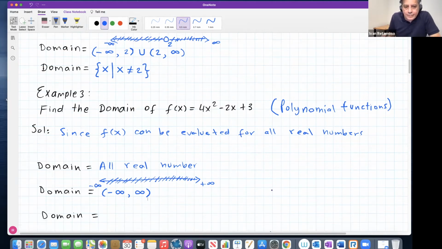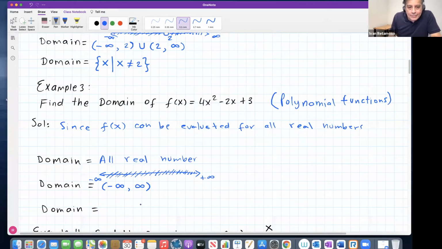Very good. Okay, and now using set builder notation, this should be the set of all x such that x is a real number. You use a property to express this set. Okay, great. So that's it.